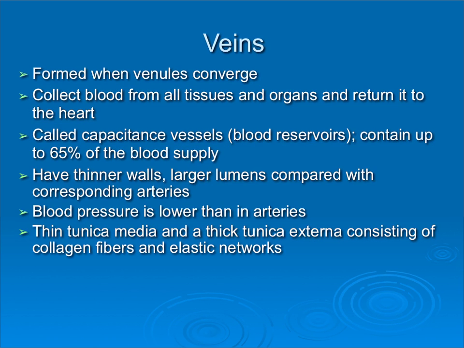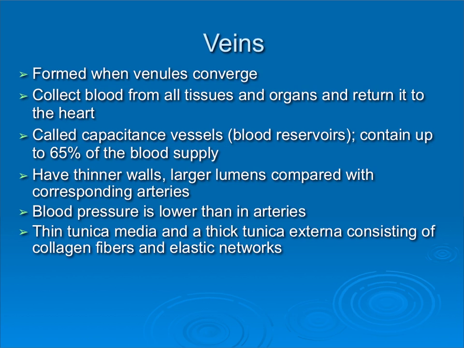So venules are small veins. So when venules converge, we call that a vein. So they're going to collect all of the waste-filled blood from the tissues and the organs, and they're going to return it to the heart. Veins can actually hold a lot more blood than arteries because of their very large lumens. Therefore, we call them capacitance vessels. They typically contain about 55% of the blood of the body, but they can contain up to 65%.